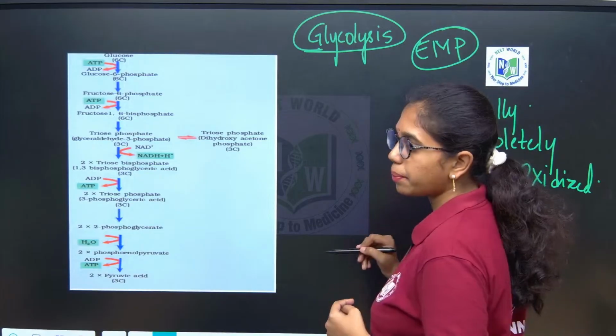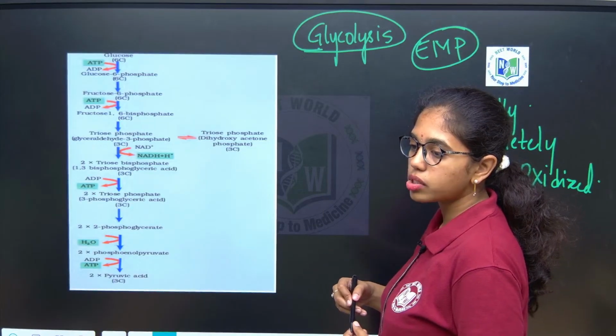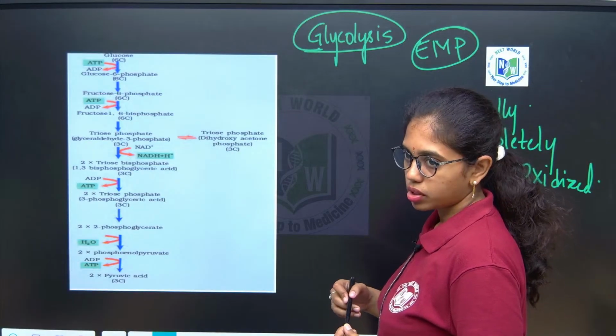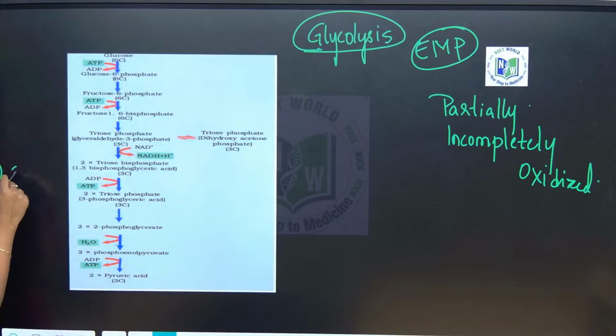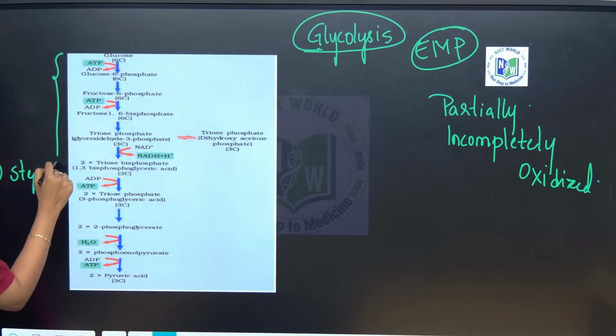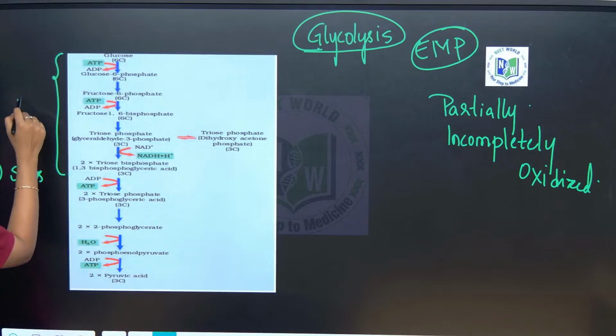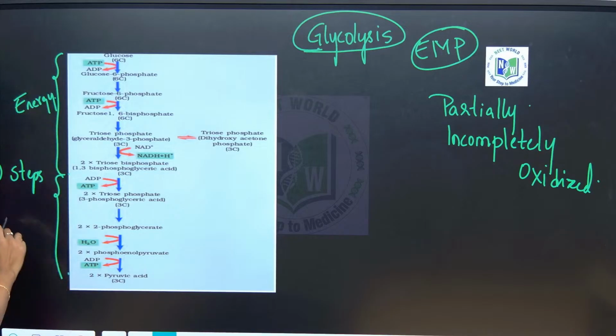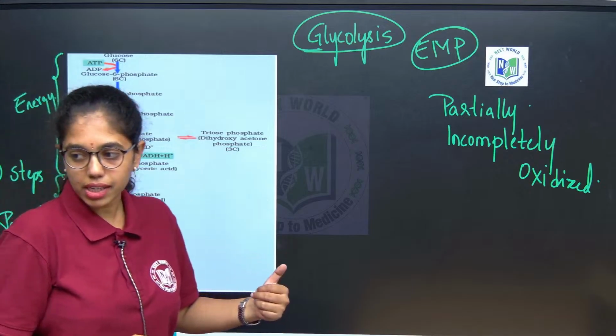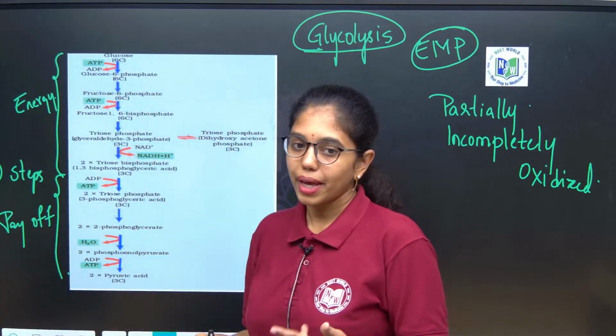Glycolysis is how many step process? A 10 step process. 10 steps of biochemical reactions happen, of which the first 5 steps are the energy utilizing phase, or you can also call them the energy investing phase, and the rest 5 steps are the payoff phase.